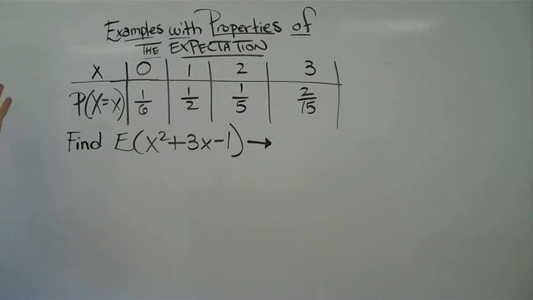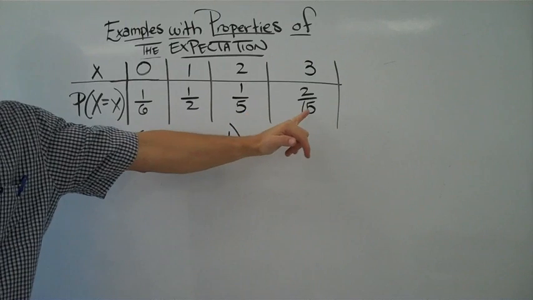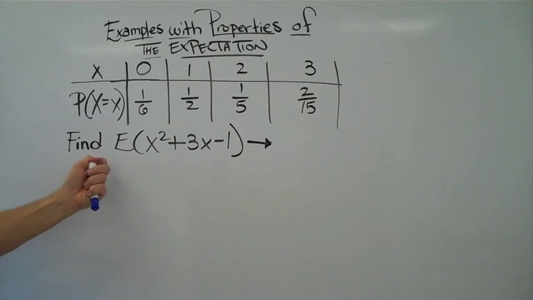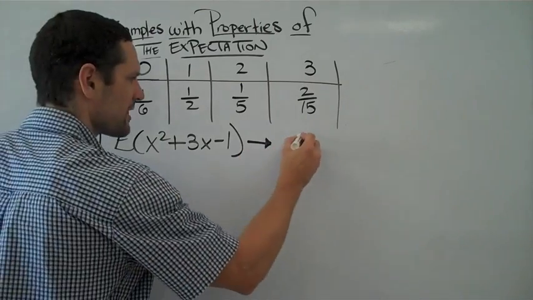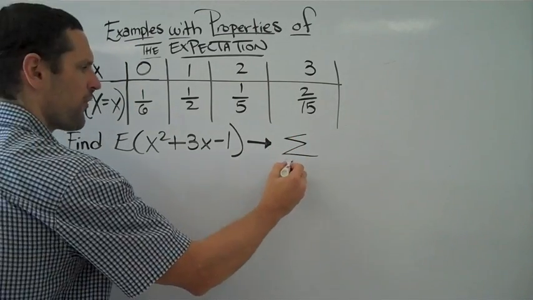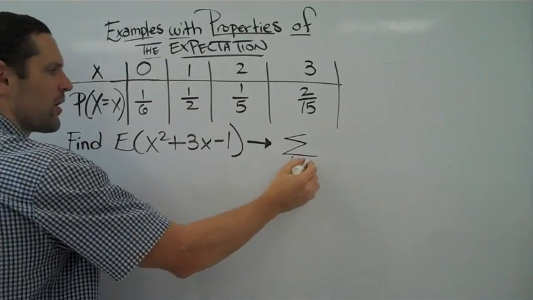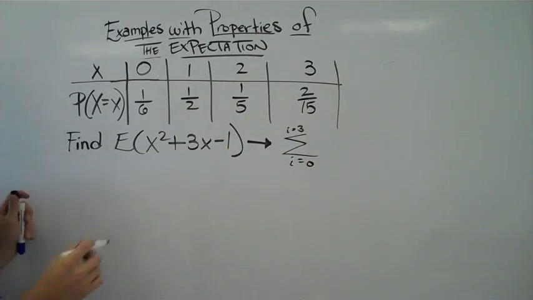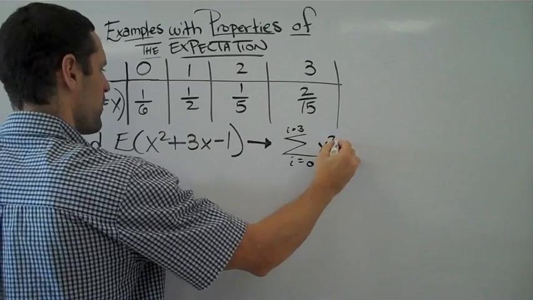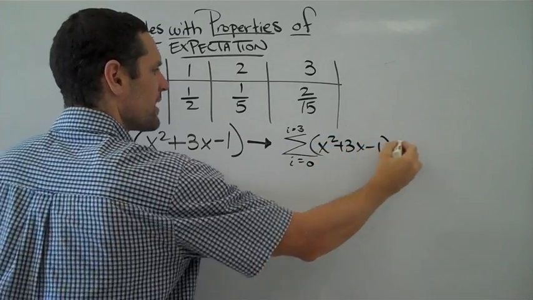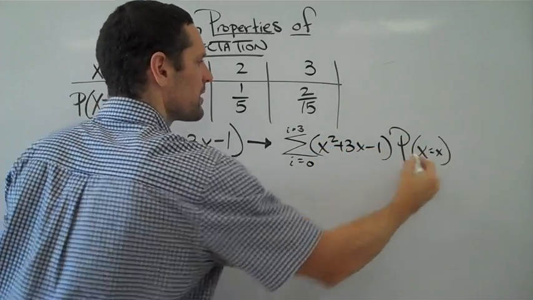Here's an example of the expectation with a function. Again, I have that same expectation. The discrete random variable can take on values from 0 to 3, and here are the probabilities associated with each of the values. It's quite easy to find E of x, the expectation value, but now let's find E of a function, x squared plus 3x minus 1. Well, all that means is I'm going to use the same thought pattern I had before. The sum of i equals, my lowest value is 0, my highest value is 3, of the function x squared plus 3x minus 1 times the probability that x equals a particular x.